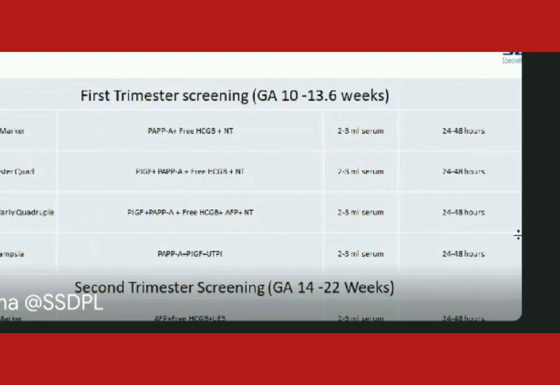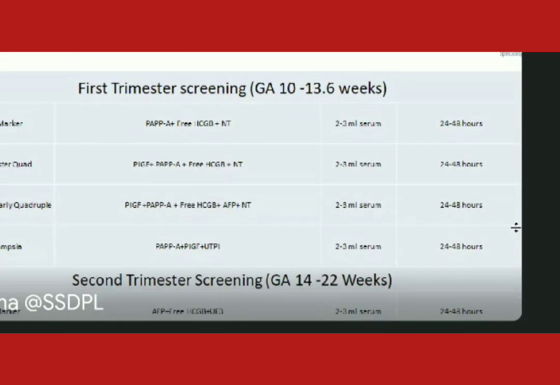You can just look into the analytes, the hormones or proteins which we analyze in each test. Double marker is PAPP-A, free beta HCG and NT. NT is a must for calculating the risk. That's the reason I have specified that demographic and sonographic results are more important to calculate the risk. You can note it down because there would be a questionnaire based on this.